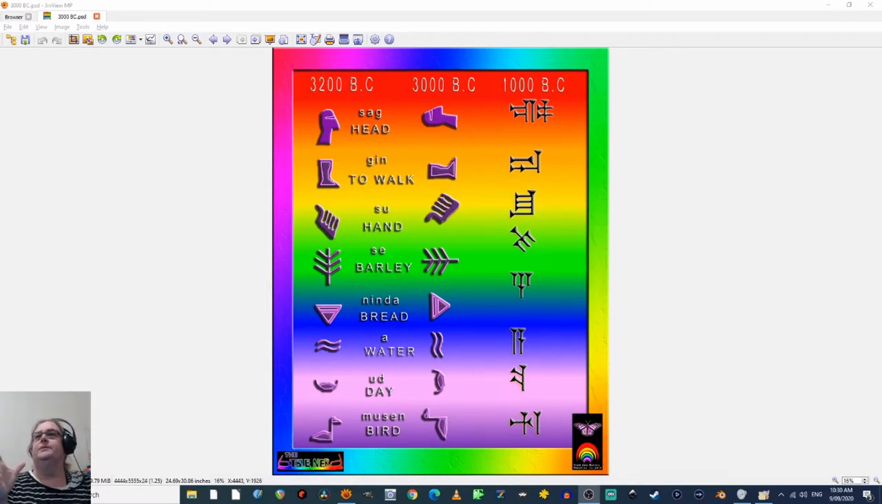Okay, so we've got here SAG. Who named these letters? Scholars named these letters. So yeah, cool. Anyway, 3200 BC, SAG is head, gin is to walk, su is a hand, si is barley, ninda is bread, a is water, ud is day, musin is bird. And there's a different form of the same thing in the... I'm not going to say, I might get it wrong.